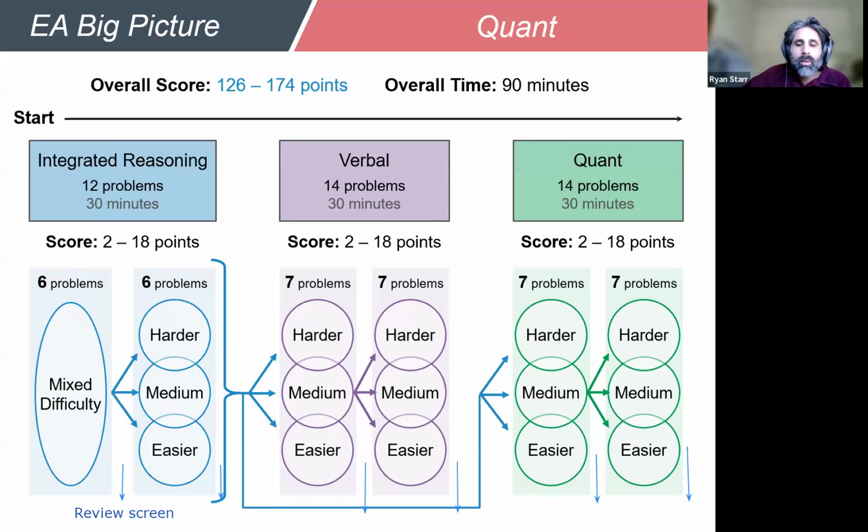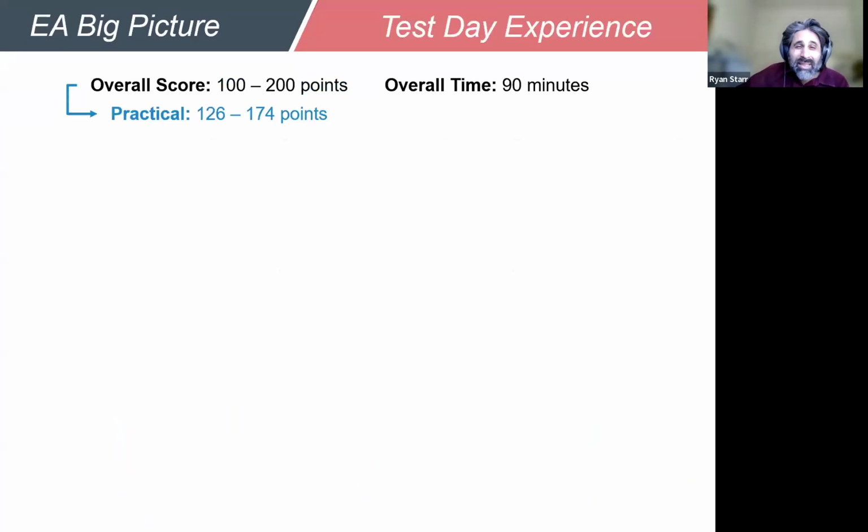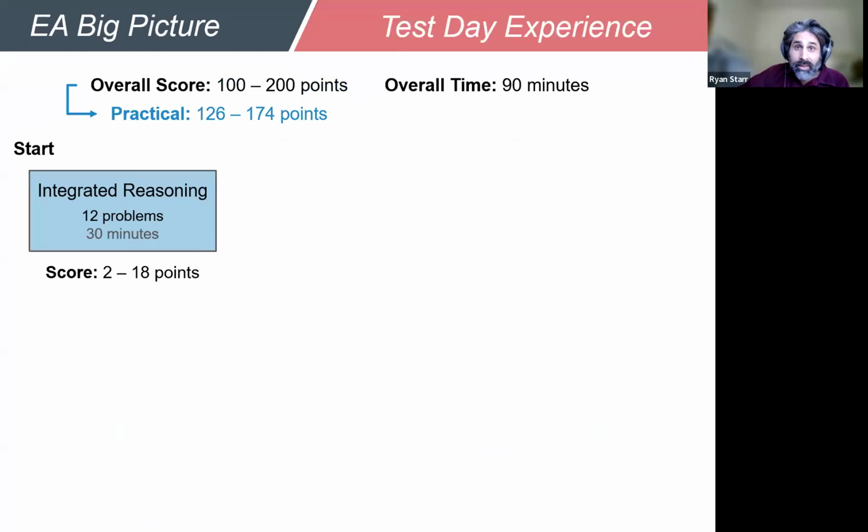Okay. Now, let's talk about scores. You're going to get your score right away if you've taken it in person. Like right after the quant section finishes, boom, on your screen will come your overall score and your 3 section scores. Your overall score, they say, is on a scale of 100 to 200 points, but it's practically on a scale of 126 to 174 points. 174 points being the best.